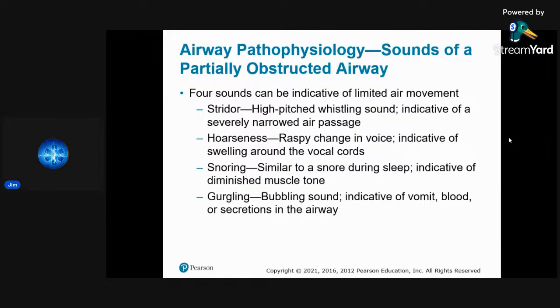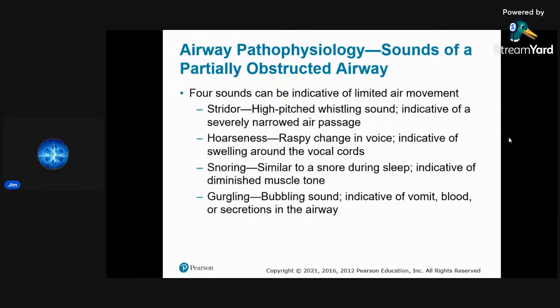Hoarseness is a raspy change in the voice, especially acute. That could be swelling around the vocal cords. This is something we could see in house fires, when we have a victim trapped in a house.